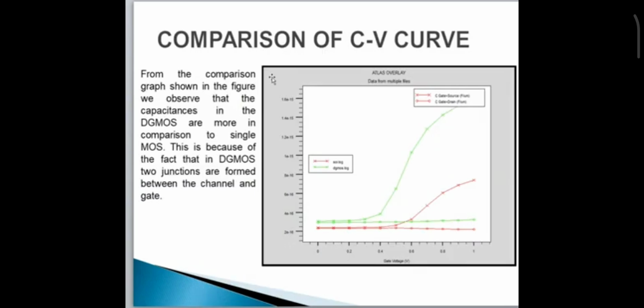Next slide. Comparison of capacitance voltage curve. From the comparison graph shown in the figure, we observe that the capacitance in the double gate MOSFET is more in comparison to the single gate MOSFET. This is because in a double gate MOSFET, two junctions are formed between the channel and the gate, one for the top gate and another for the lower gate. Due to the high parasitic capacitance in the double gate MOSFET, the gate capacitance is very high in comparison to SOI or single gate MOSFET. This will increase the capacitance between the gate and the oxide. This also increases the diffusion capacitance of the device.